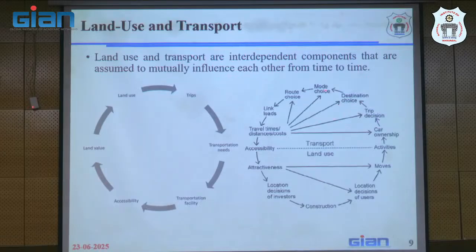Then the mode choice will be distinguished, or like the mode choice will be separated. Then the different categories of route choice will be there. Then the load on the roads will increase. Then finally it creates the demand on the different links and the demand for different modes.